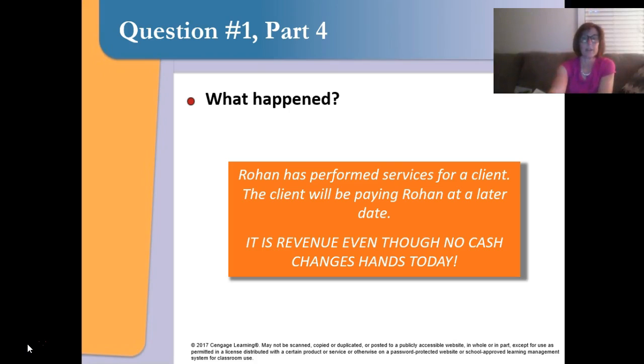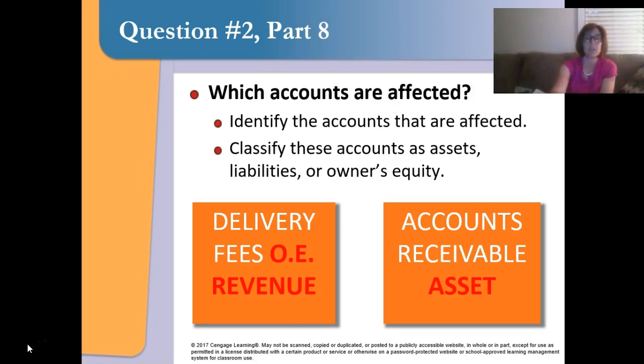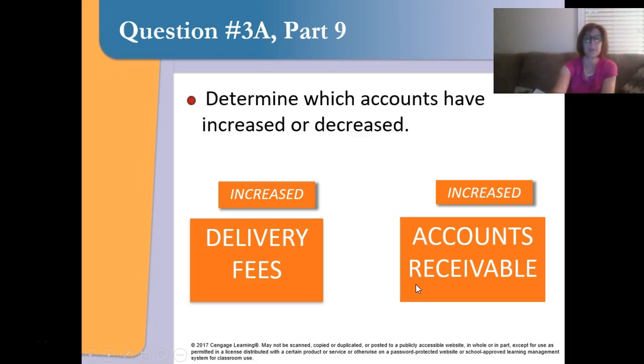So we've got revenue because we've made a sale. And we don't have cash though because we're not being paid for it right now. We'll be paid for it later. So we have an accounts receivable. And so we've got our delivery fees, which is our revenue account that falls under the umbrella of owner's equity. And then we have accounts receivable, which is an asset. And so we have increases in both of these accounts.